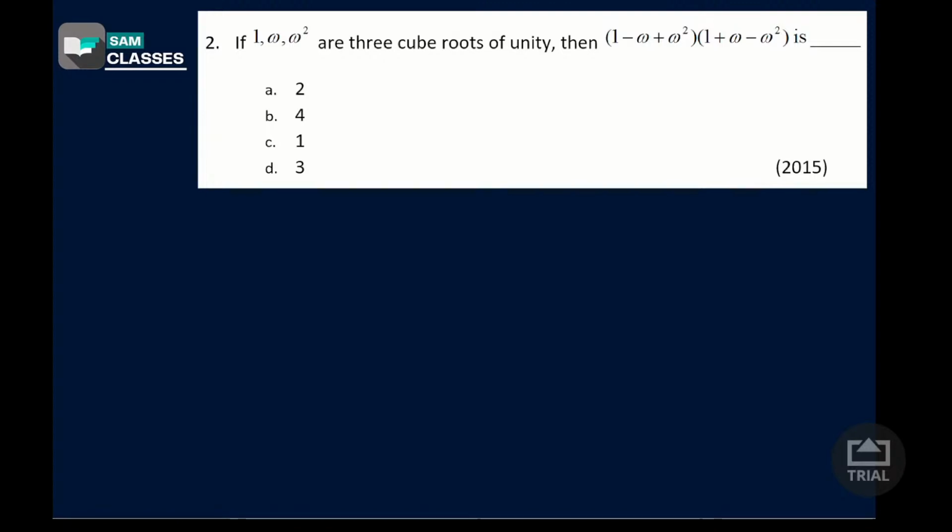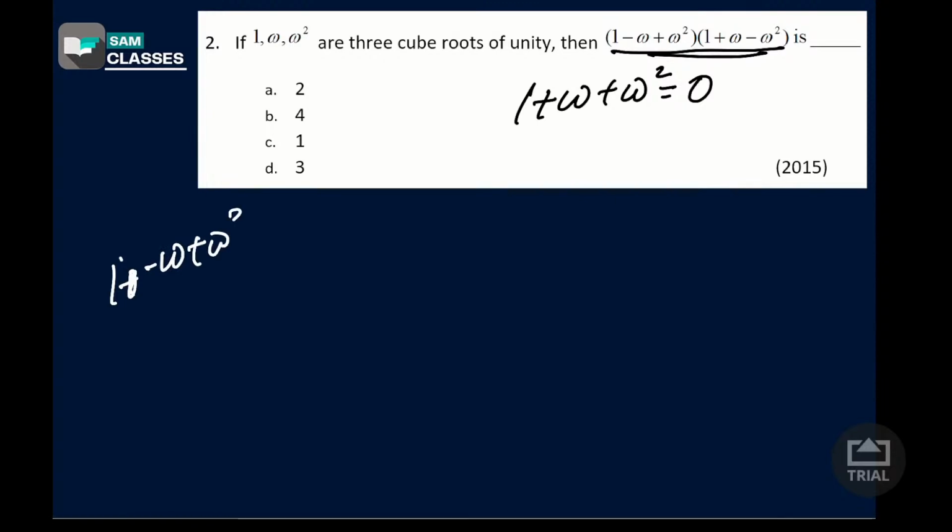You should remember what? 1 plus omega square is what, sir? 0. Then multiply these two. Just plain simple multiply: 1 minus omega plus omega square into 1 plus omega minus omega square. Multiply it, what will I get?